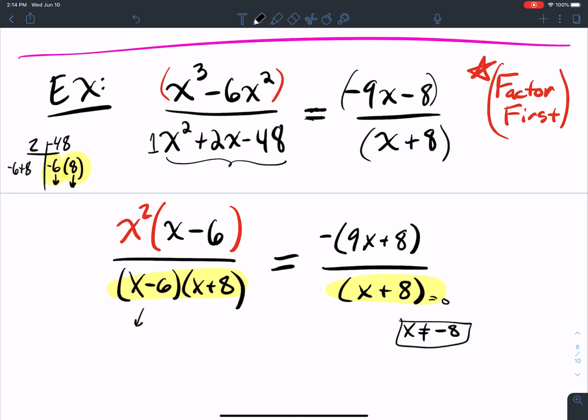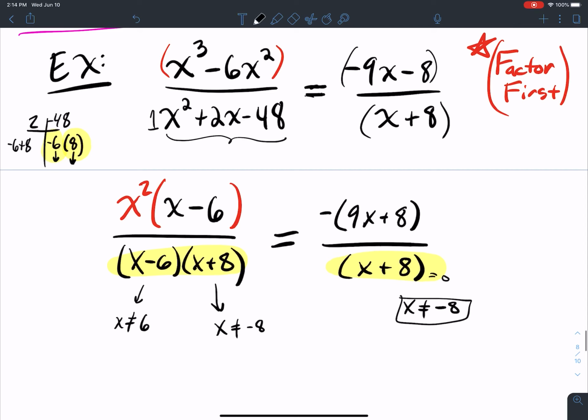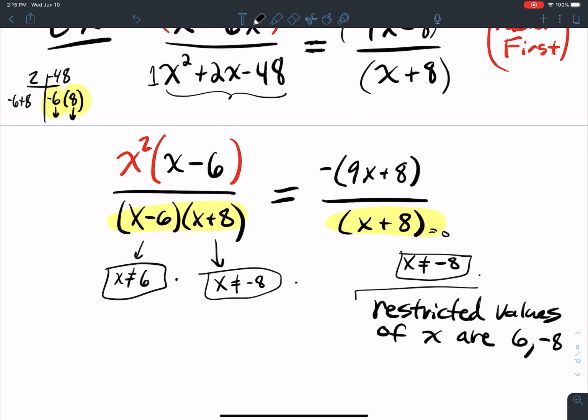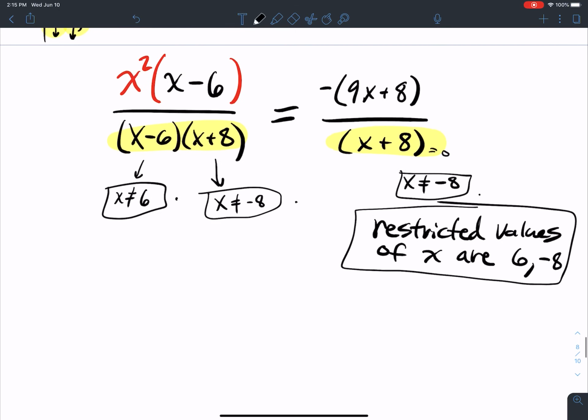And then what about this? This tells me x can't be equal to 6. And this one here tells me x can't be equal to negative 8. So these are restricted values. If I get any of these as an answer, then I know right off the bat that those are extraneous. All right, now that we have the restricted values, the restricted values of x are 6 and negative 8. Those are restricted values.